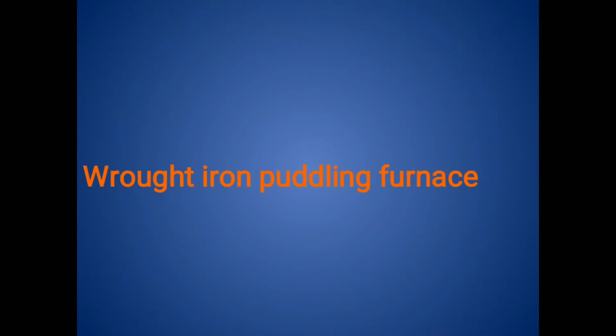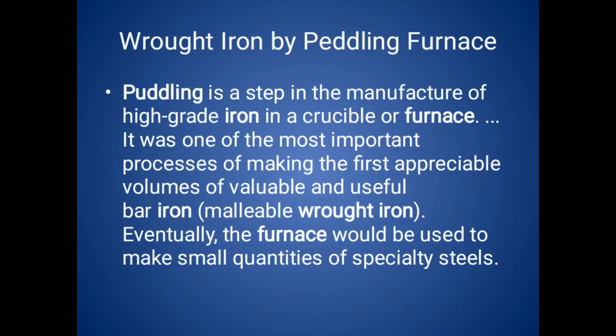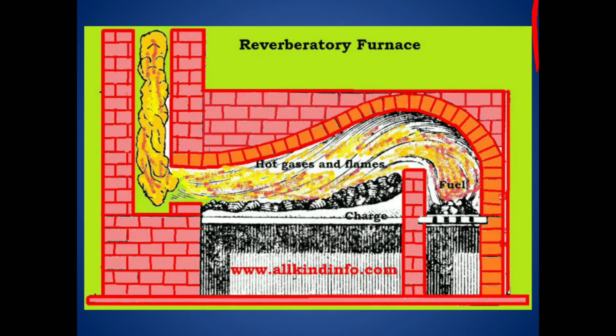Good morning, students. Today's class is the manufacture of wrought iron in the puddling furnace. In general, the puddling furnace is used for the manufacture of wrought iron. It is also called a coal-fired reverberatory furnace.